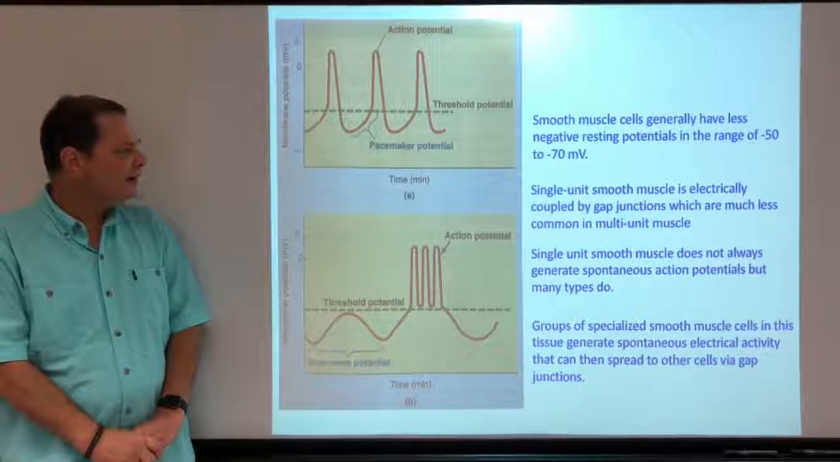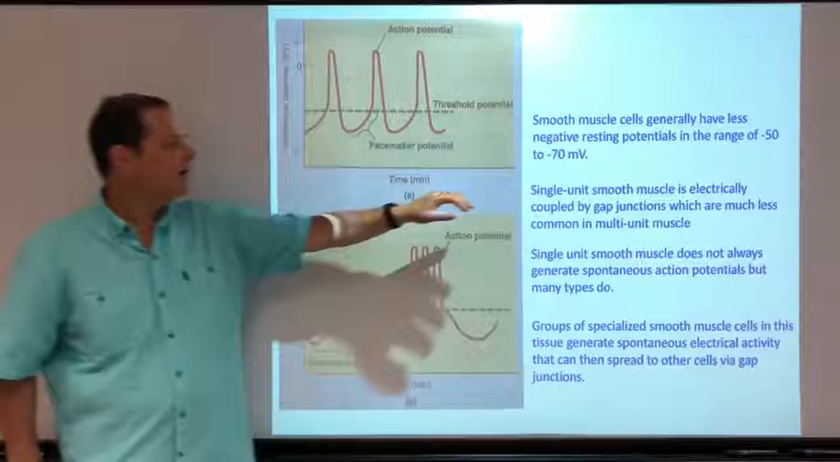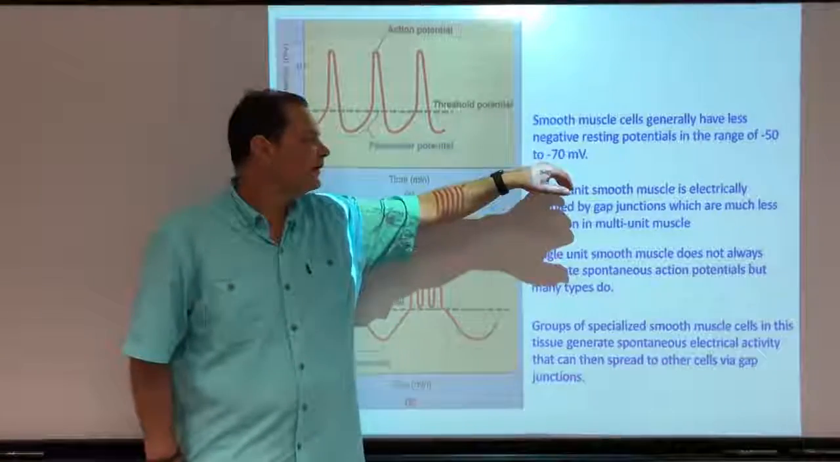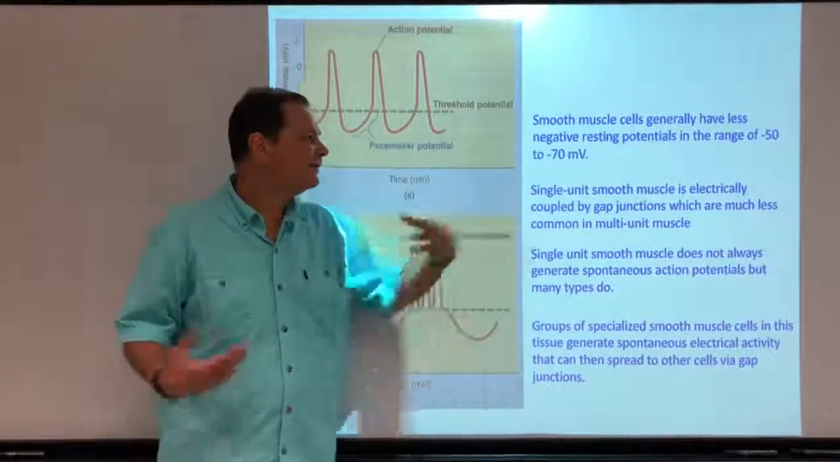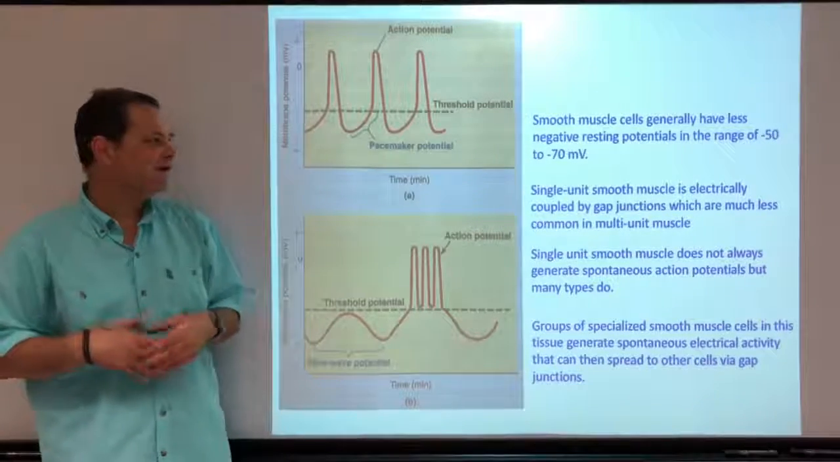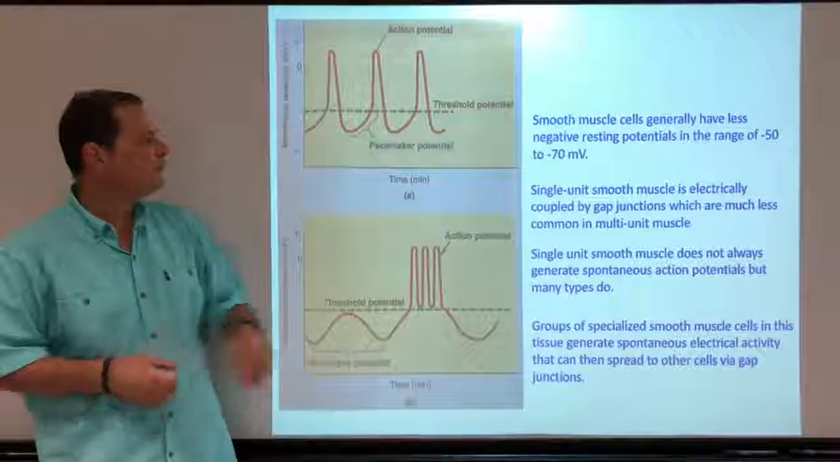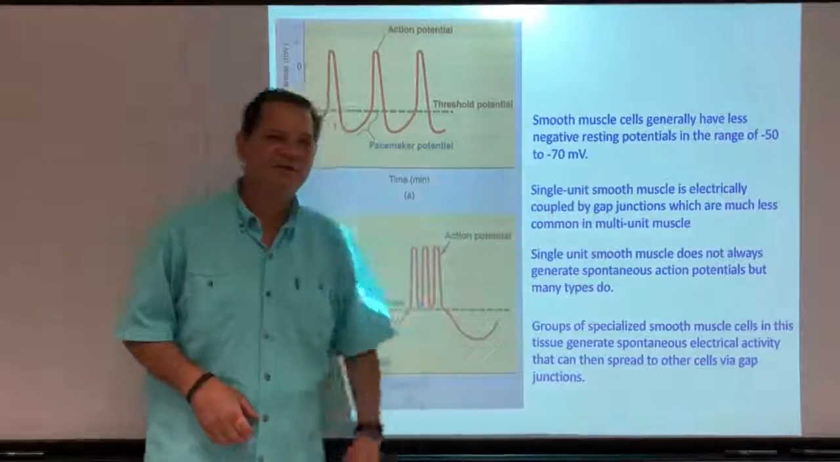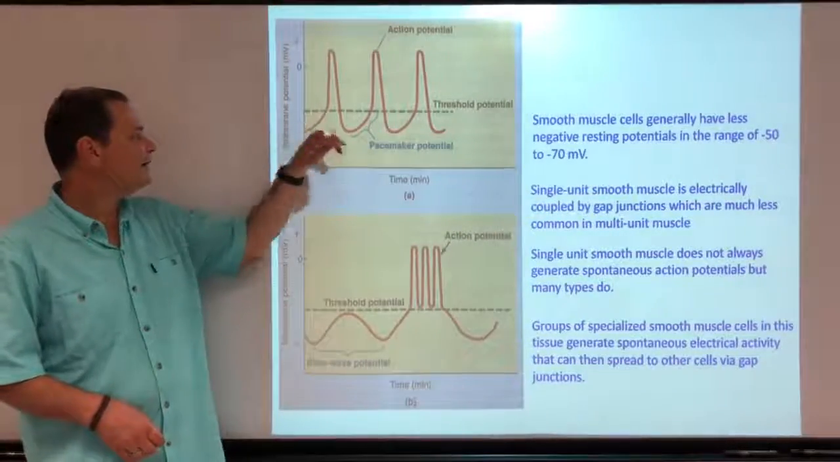Let's start with the action potential. The smooth muscle cells generally have less negative resting potentials. In cardiac muscle, the resting potential was about -90. More typically in smooth muscle, it's about -50 to -70 millivolts, okay? Down around in this range.